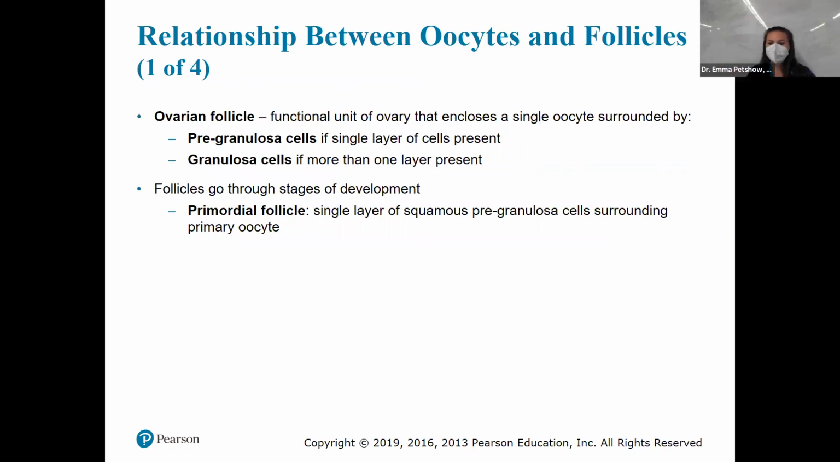So the things involved here, what are the players? I want to talk a little bit about our oocytes and follicles. So we have our ovarian follicles. We've mentioned them already. The ovarian follicle is the functional unit of your ovary that includes one oocyte. It's surrounded by 2 cell types, pregranulosa cells if a single layer of cells is present, or granulosa cells if multiple layers are present. So it's pre if it's just 1 layer, and it's granulosa if it's multiple layers.